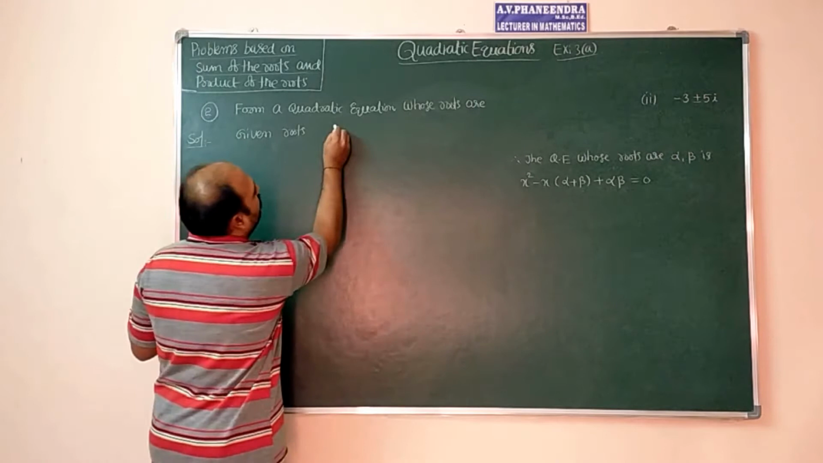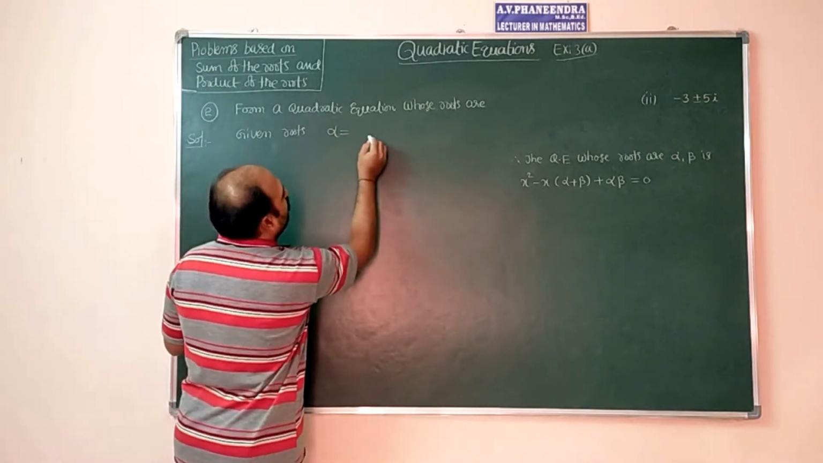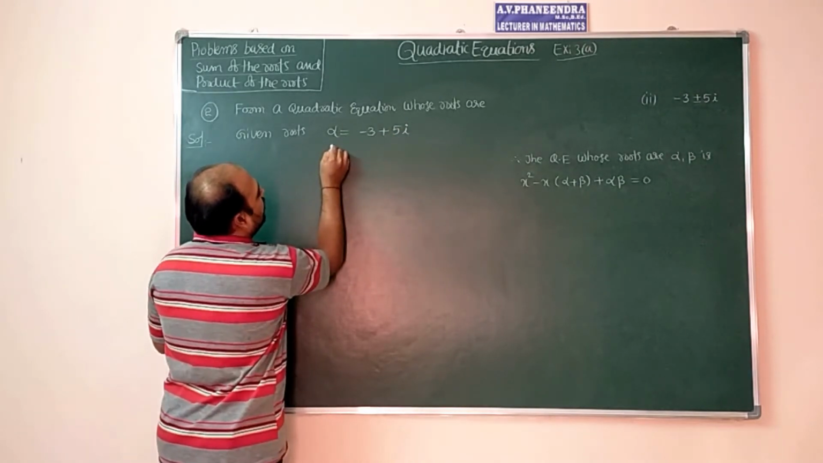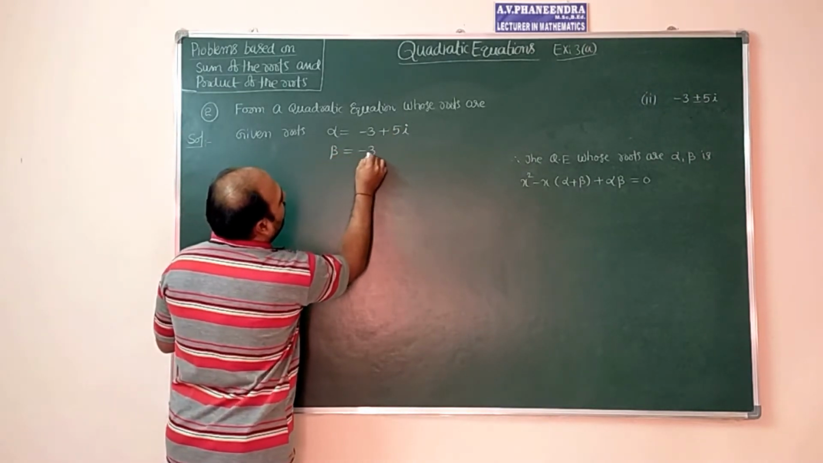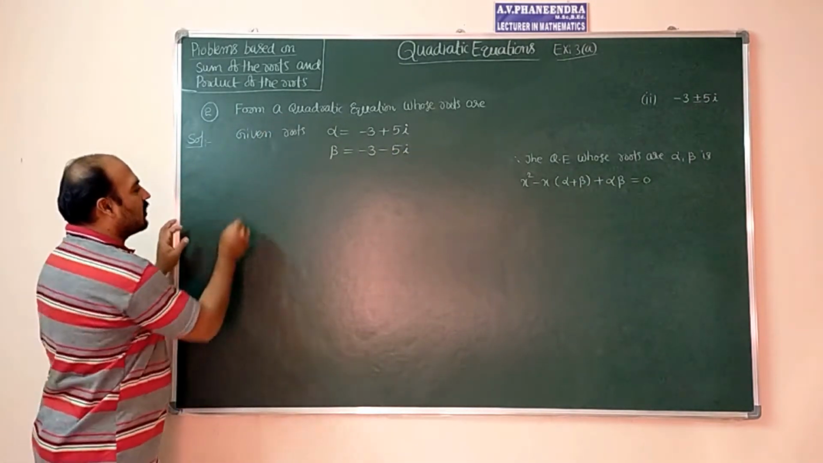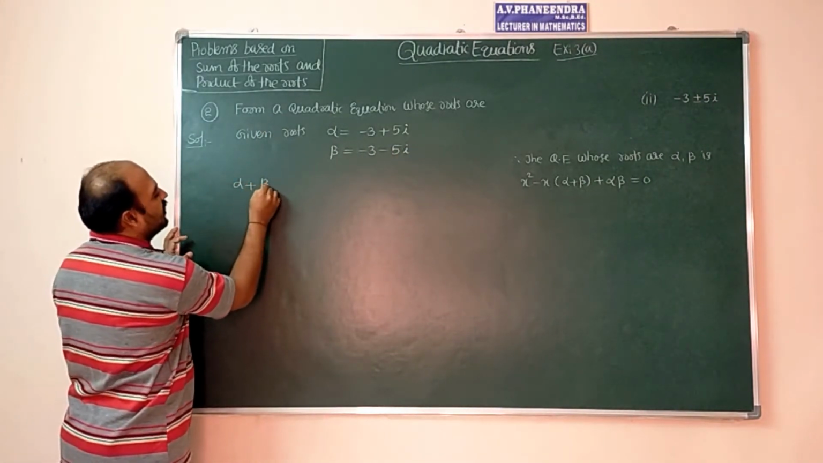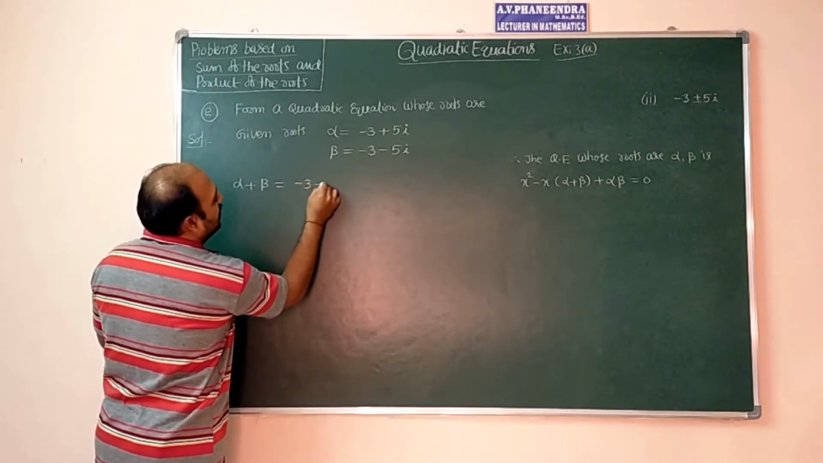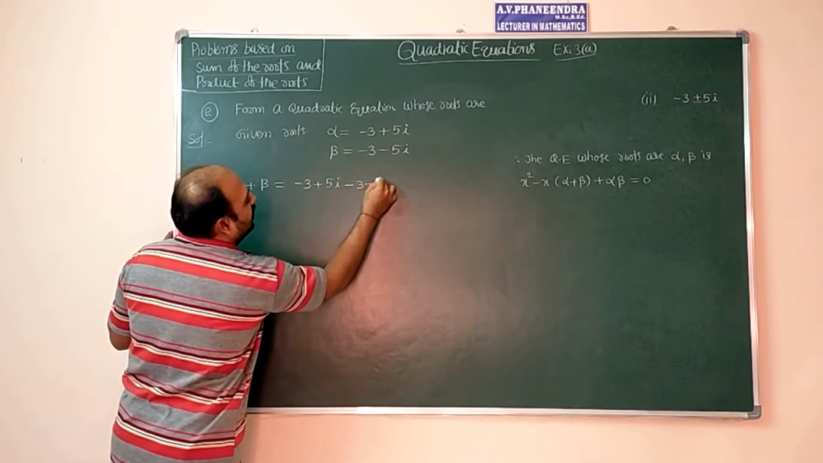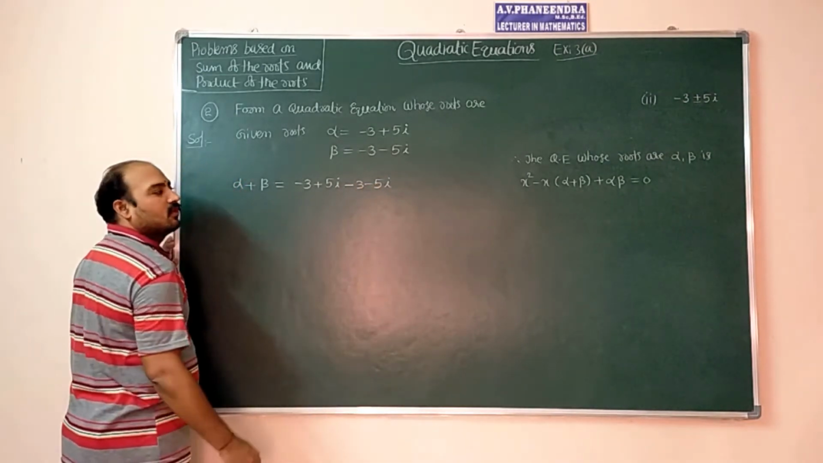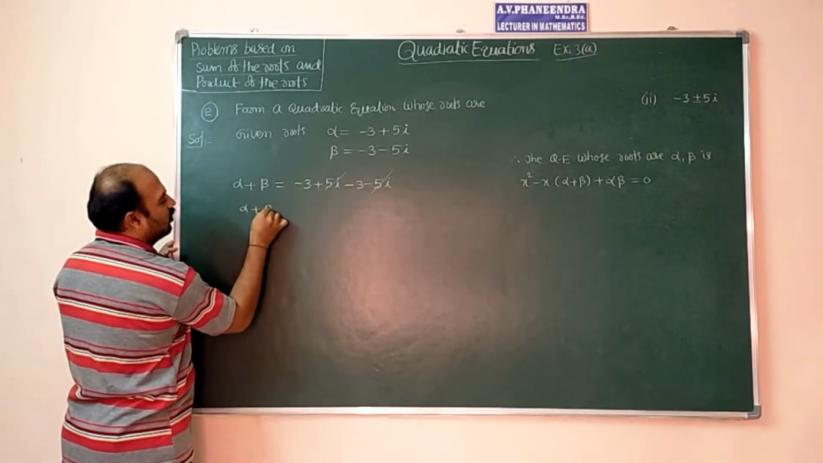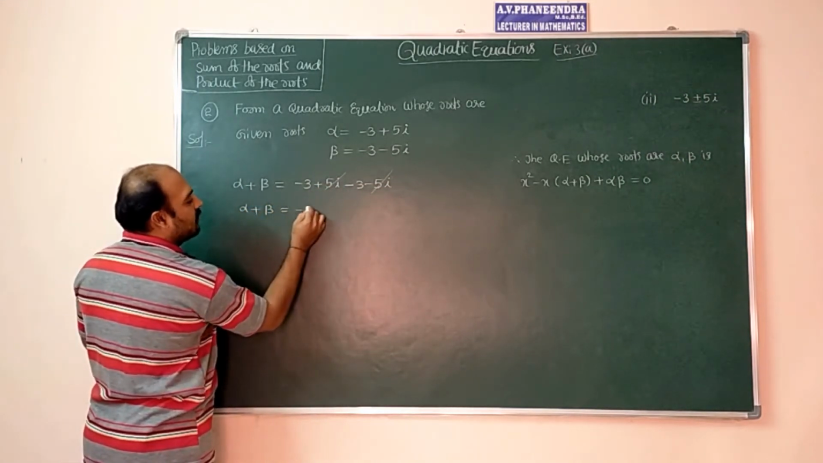Given roots, alpha equal to the first root, minus 3 plus 5i, and second root beta, minus 3 minus 5i. After writing the two roots, find the sum of the roots and product of the roots. Alpha plus beta equal to minus 3 plus 5i, minus 3 minus 5i. So minus 5i plus 5i get cancelled. Alpha plus beta equal to minus 3 minus 3, minus 6.